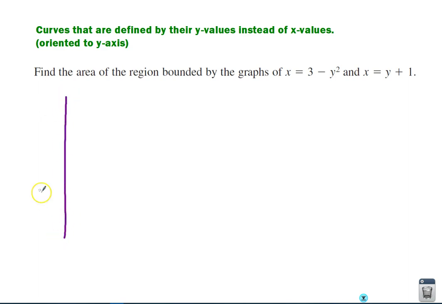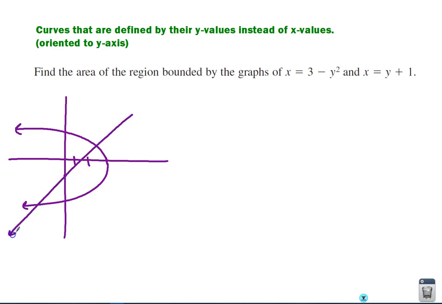So let's go ahead and graph this. So I've got 3 minus y squared. That's going to be the quadratic. 1, 2, 3. Looks like this. Okay. x equals y plus 1. Well, that's your linear equation. So that's also, if you want to think about that as y is equal to x minus 1, you would graph that down here, slope of 1, boom, done. Okay, so we want the area bounded between, so this right here.